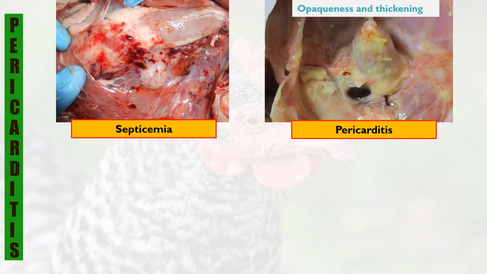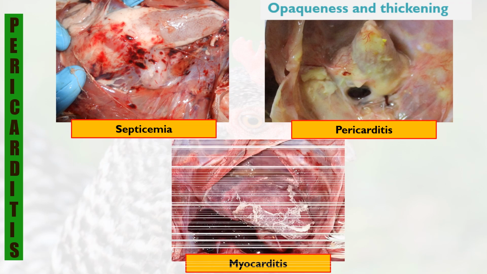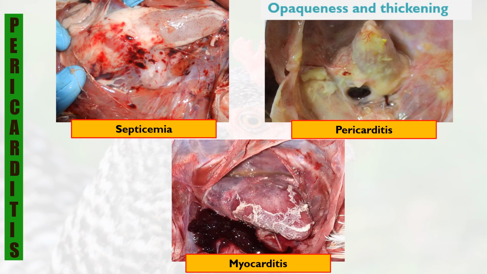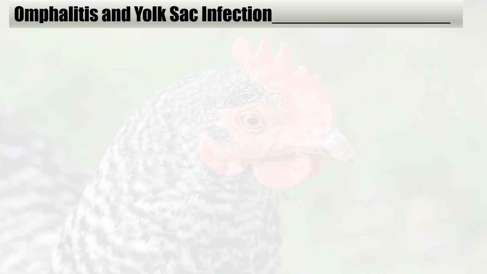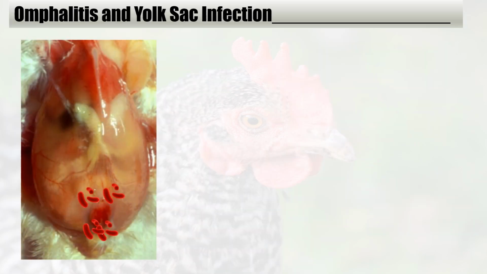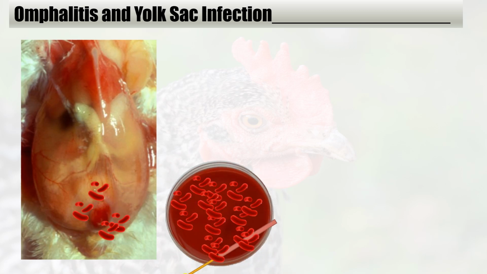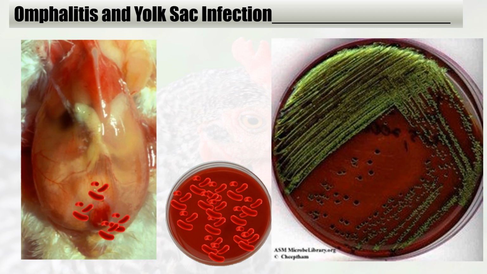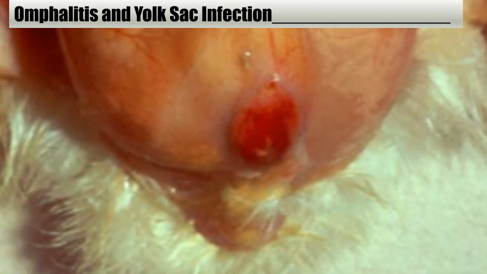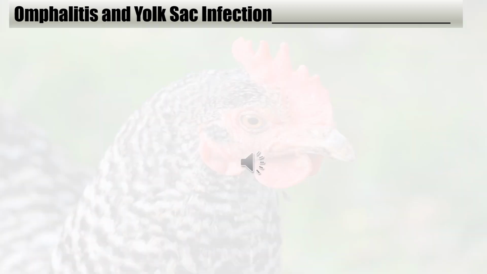Opaqueness and thickening of the pericardial sac, and edematous epicardium along with myocarditis typically occurs. Pericarditis can also be caused by other bacteria including Chlamydophila species. E. coli is often isolated in pure culture from organs or the yolk sac of recently hatched birds having depression, septicemia, and variable mortality. With omphalitis, the navel is swollen and inflamed and the bird feels wet.